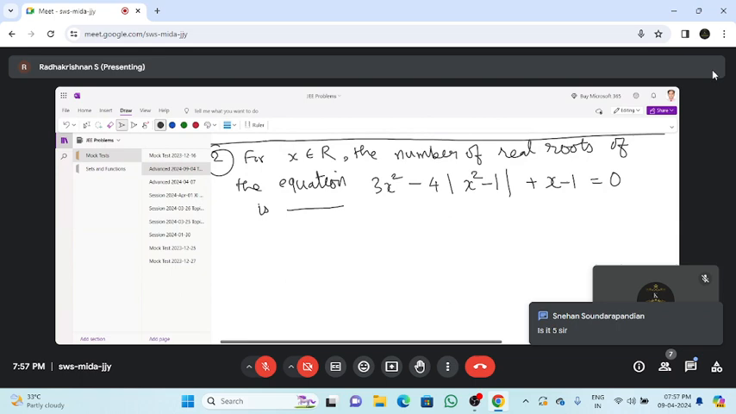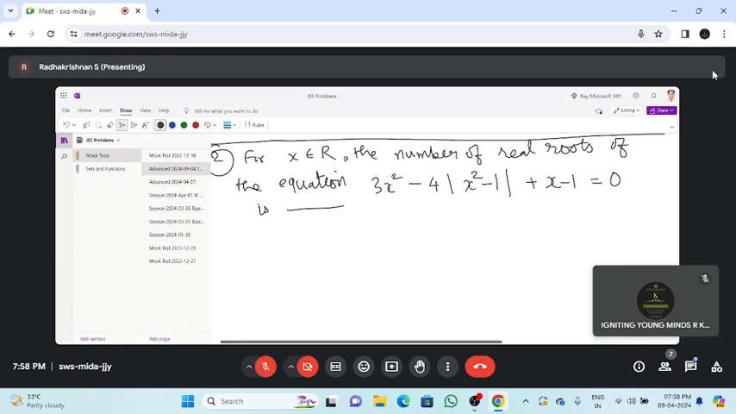Is it 5? 5 roots. You're close, but it is not 5. 4, sir. 4 is the right answer. Very good. Dakshanya, did you all get it? Sir, I got 4. Okay, all of you have done it. Very good.